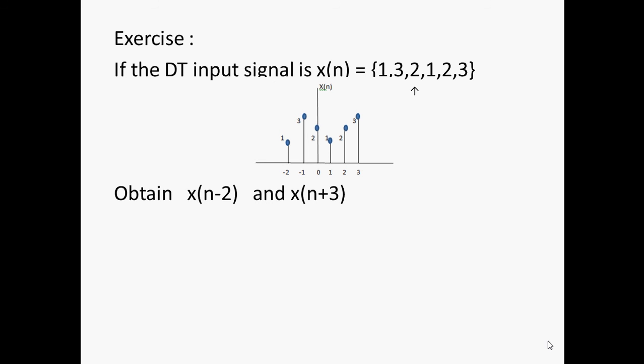Now let's obtain x of n minus 2 and x of n plus 3. In x of n minus 2, the k value is 2, that is positive. So the k value 2 is added to the starting time period of x of n. So the starting time period of x of n is minus 2. So minus 2 plus 2 will be 0. So from 0, 6 values you have to take, that is 0 to 5. So this is the x of n minus 2 signal. So it has been shifted right for 2 values.